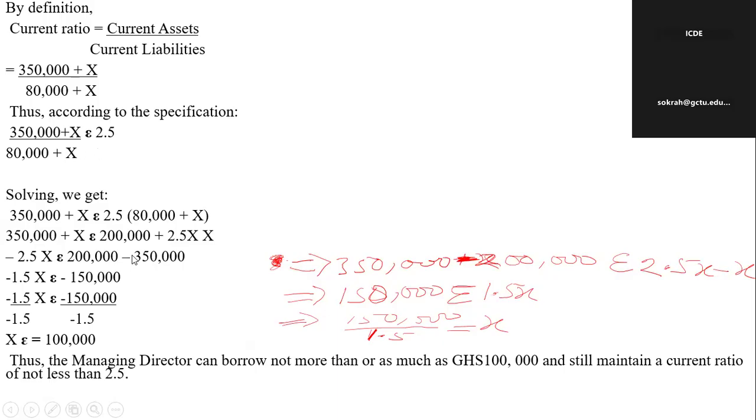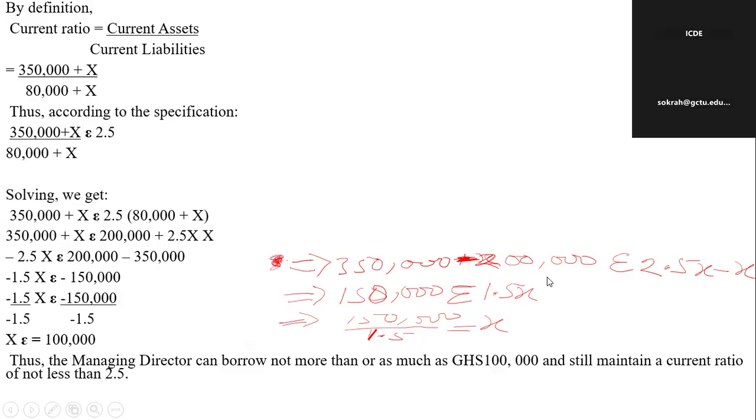So that is what you see happening here. From here, we just expand where we have to expand. So 2.5 times 80,000 gives you 200,000 plus 2.5 times X. That is what gives you this.